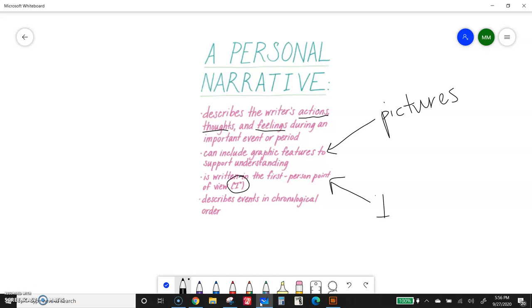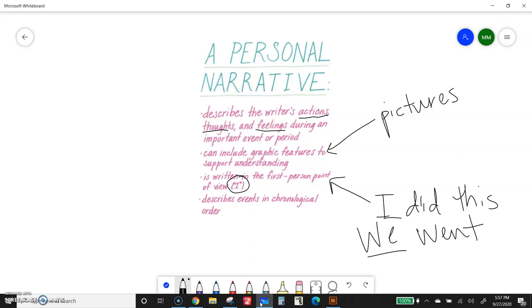So they're saying, I did this, or I felt this, or sometimes we went somewhere, we did this, we felt that, we thought this. So I and we are good clues that it is from that first person point of view. They are telling their own story. And they'll describe events in chronological order. So first, next, then. So they're not skipping around, they're telling them to you in the order that they happened.